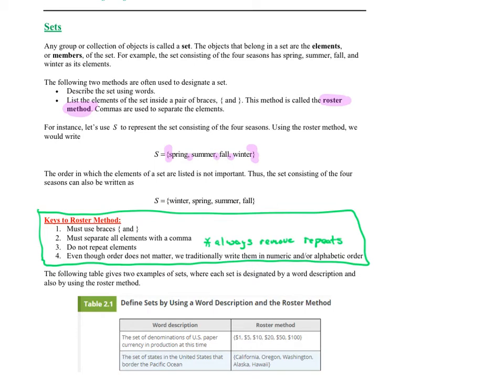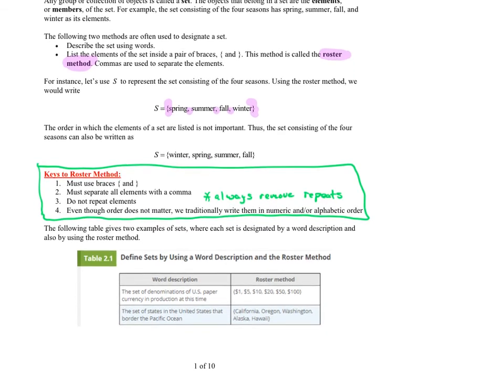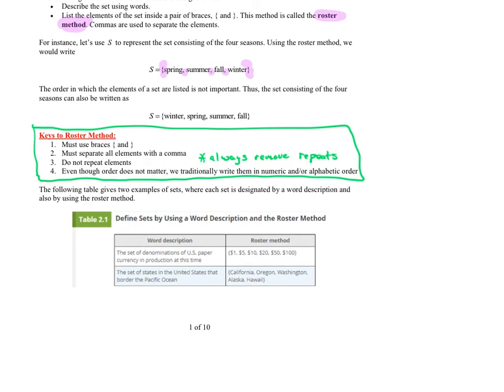So please do. Okay. The following table gives 2 examples of sets, where each set is designated by a word description and also by using the roster method. So here's the word description: the set of denominations of U.S. paper currency in production at this time. And then the roster method says $1, $5, $10, $20, $50, $100. So those are the different dollar bills that we have.